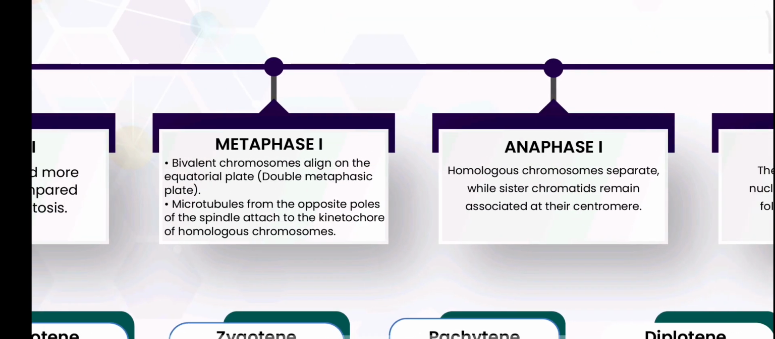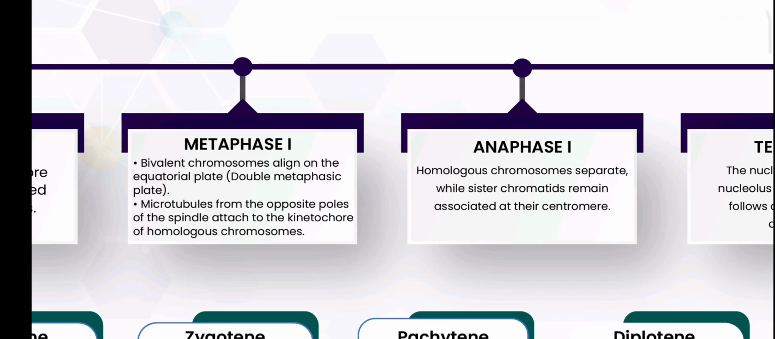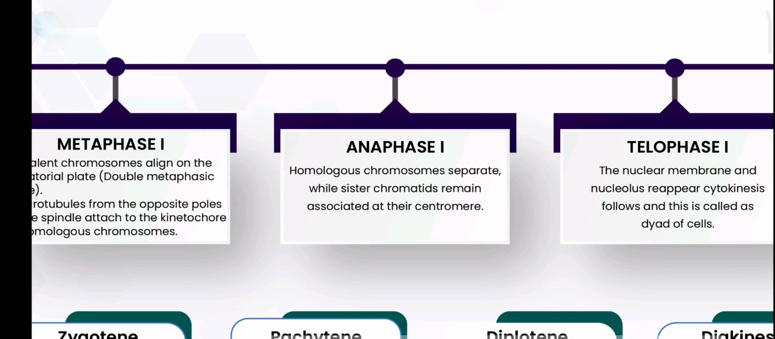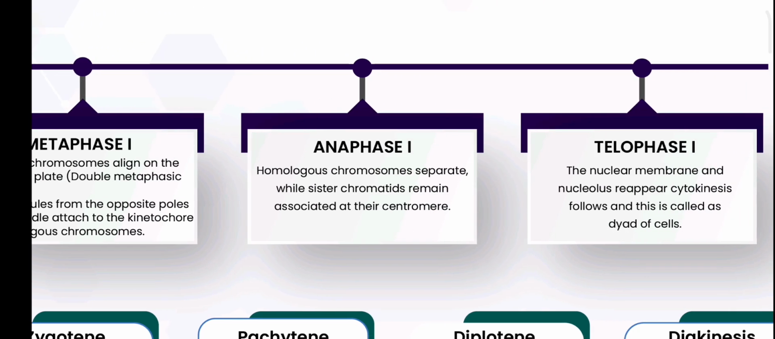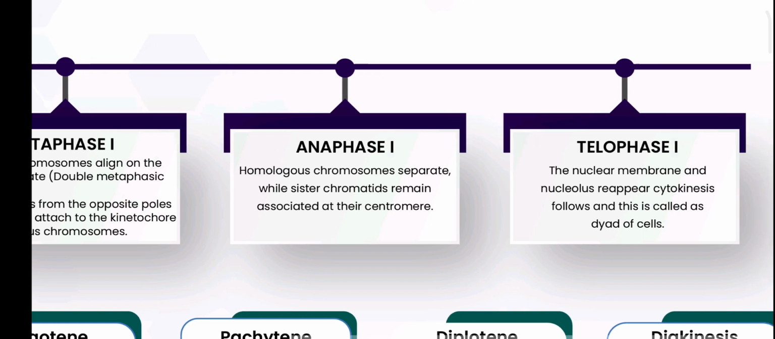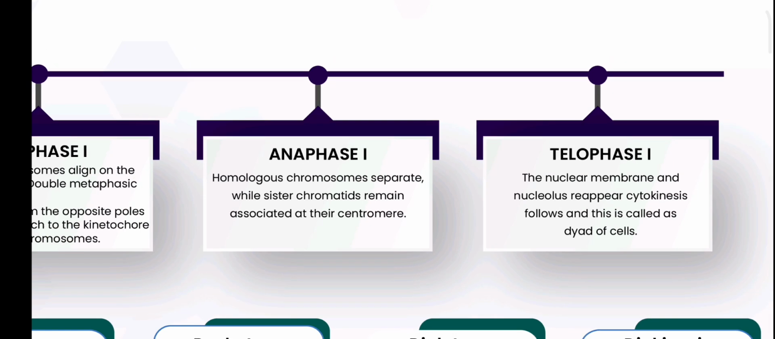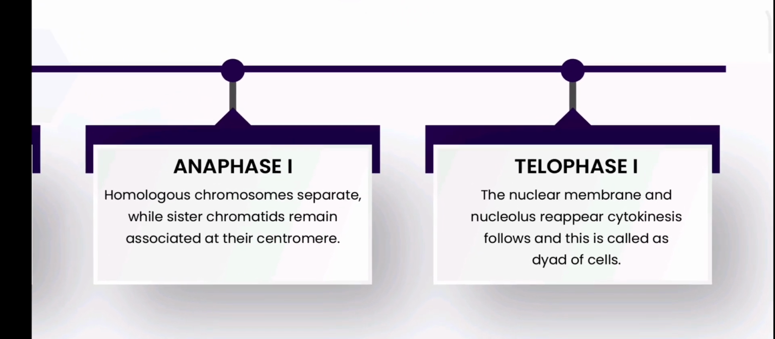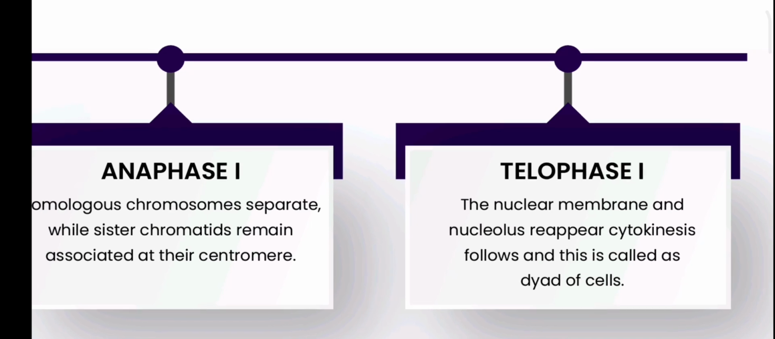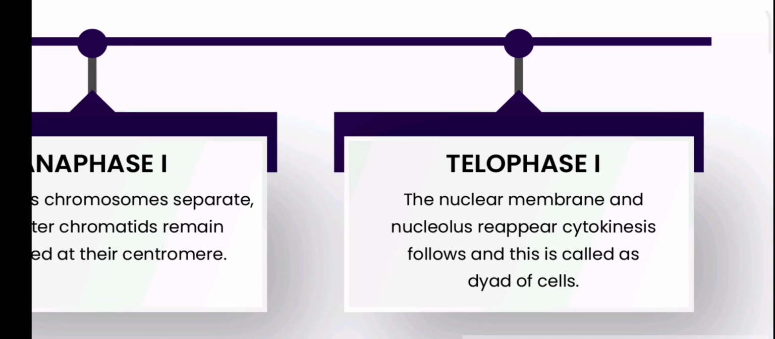Then there is metaphase 1. Bivalent chromosomes align on the equatorial plane, forming a double metaphase plate. Microtubules from opposite poles of the spindle attach to the kinetochores of homologous chromosomes. Anaphase: homologous chromosomes separate while sister chromatids remain associated at their centromeres. Telophase 1: the nuclear membrane and nucleolus reappear. Cytokinesis follows and the cells are called a dyad of cells.